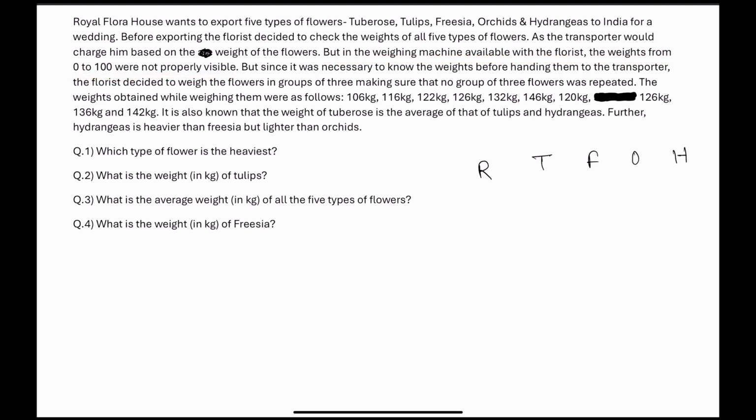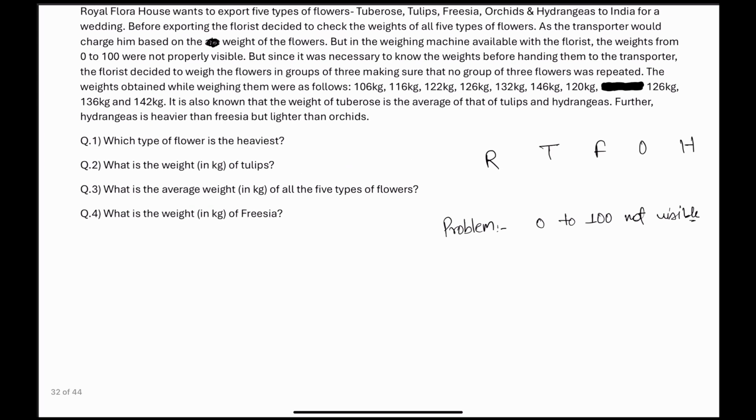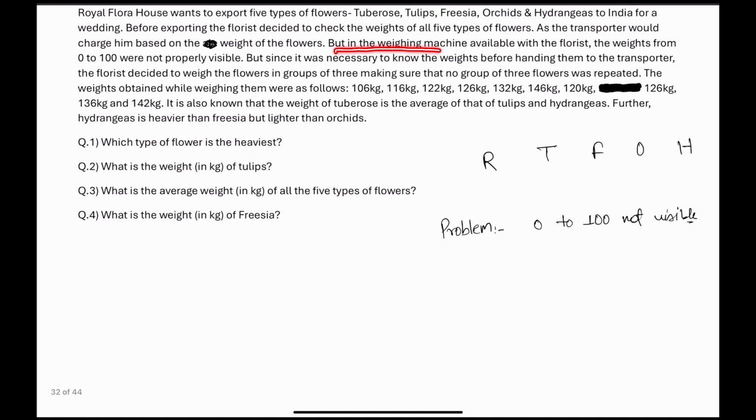Now the problem part is that 0 to 100 is not visible. But since it was necessary to know the weights before handing them to the transporter, the florist decided to weigh the flowers in groups of 3. Now the group of 3 is being used. So a little bit we have to use our brain on how to use this technique. Making sure no group of 3 flowers was repeated. So repetition is not allowed for a group.